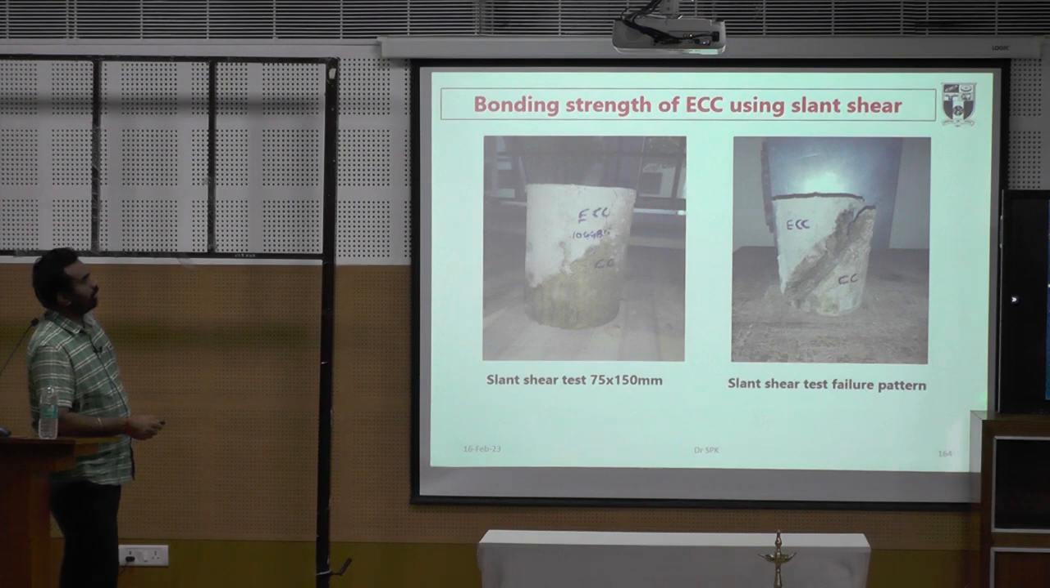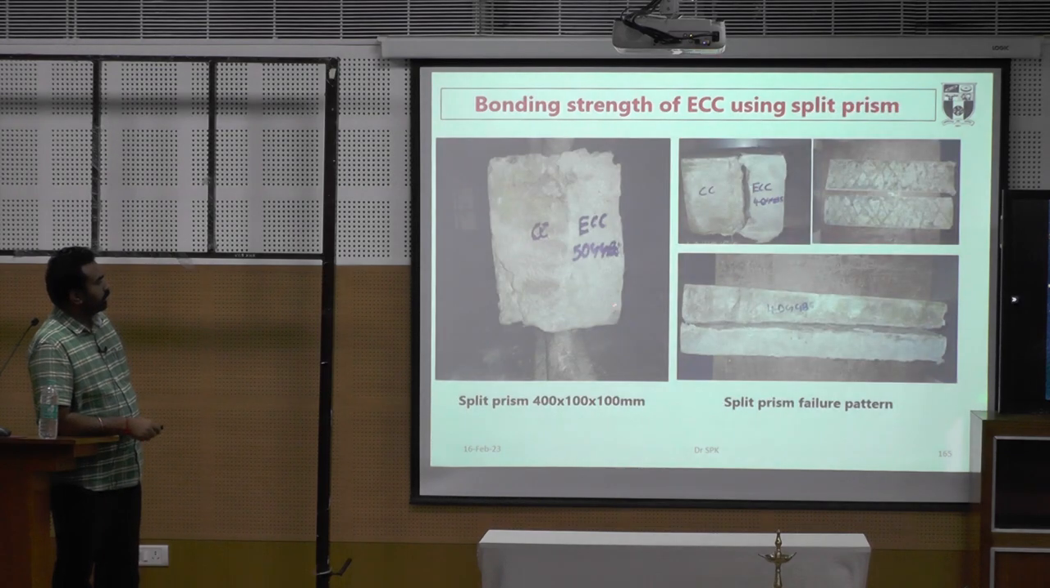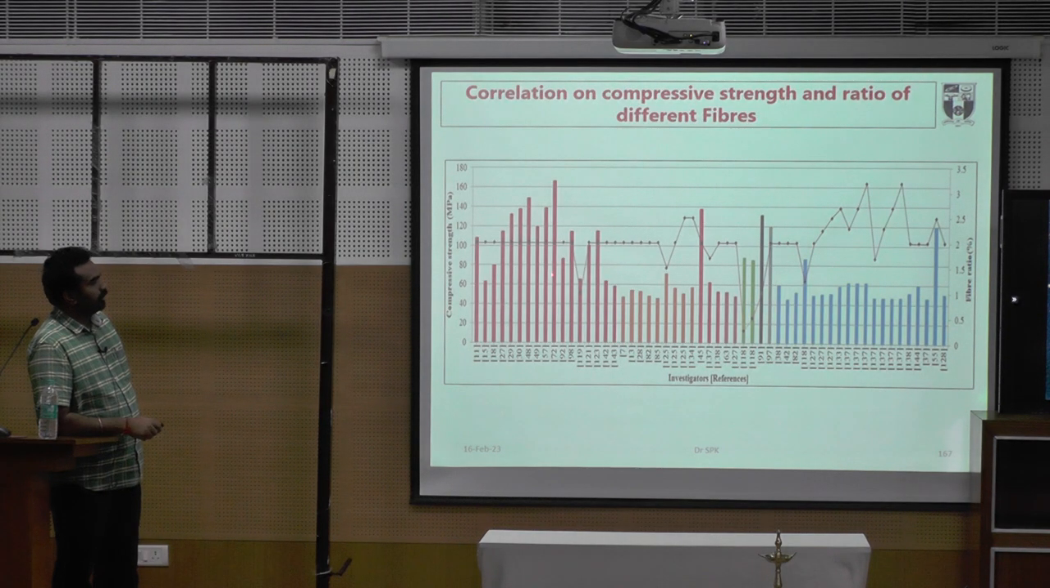Okay. So as I told you, for the slant shear, one part is ECC and the other part is conventional concrete, of size 75 by 150 mm. This is the failure portion, where the exact failure will happen. Similarly, this is a split prism. This is the conventional concrete, this is ECC. The splitting happens with respect to the ECC as well as the cement. So how the split has entered, there is a correlation.